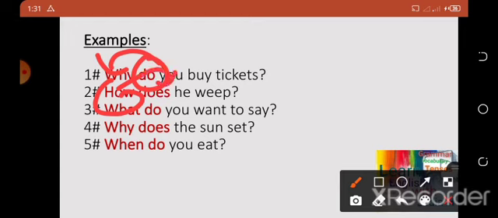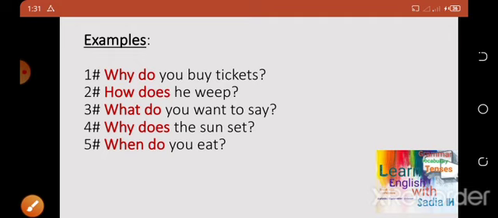Of course you have to analyze what the subject is. If it is singular, then you have to add does, and if it is plural or I, we, they, you, then you have to add do. Like, why do you buy tickets? How does he weep? What do you want to say? Why does the sun set? When do you eat? So in all these examples, after when, what, how, why, you add do or does, and after that you add the subject, then the verb, and then the remaining words.